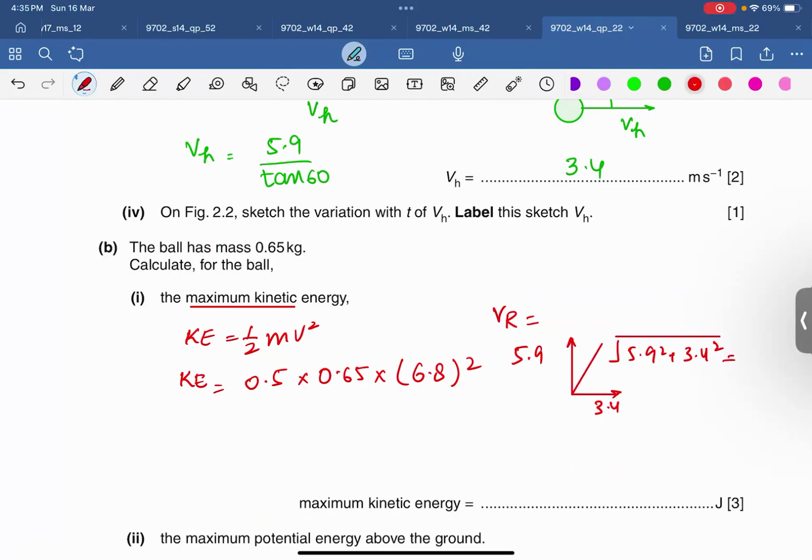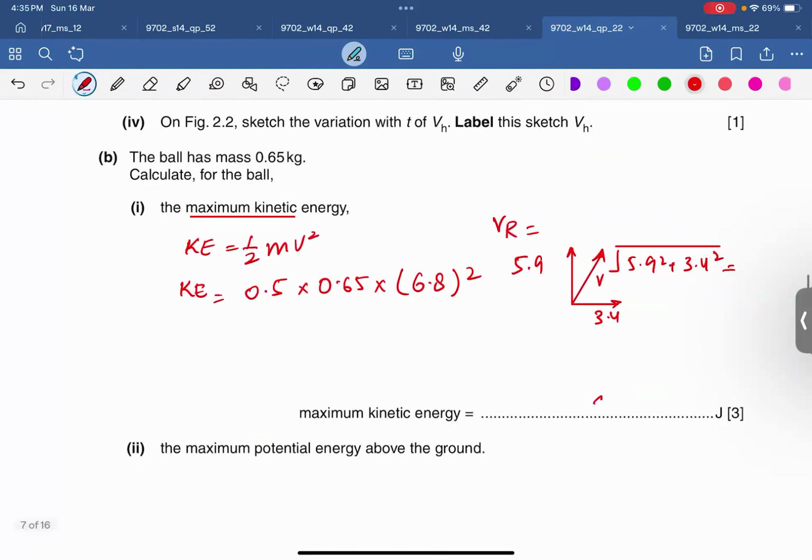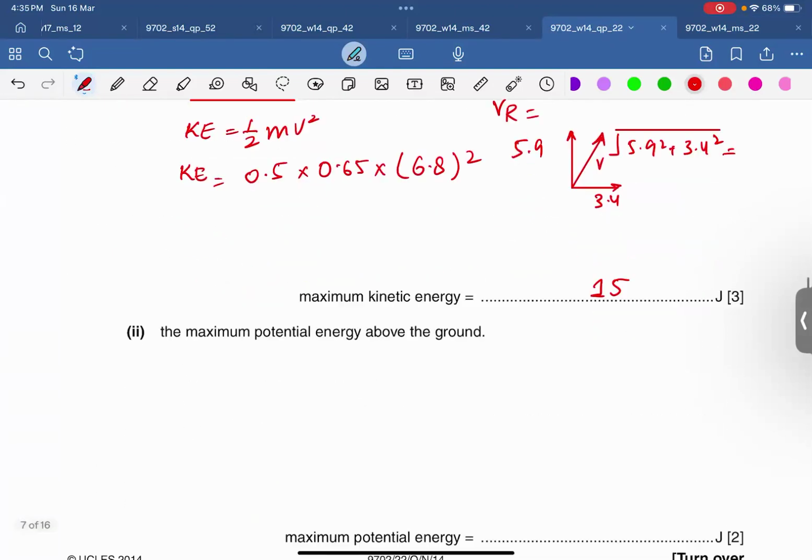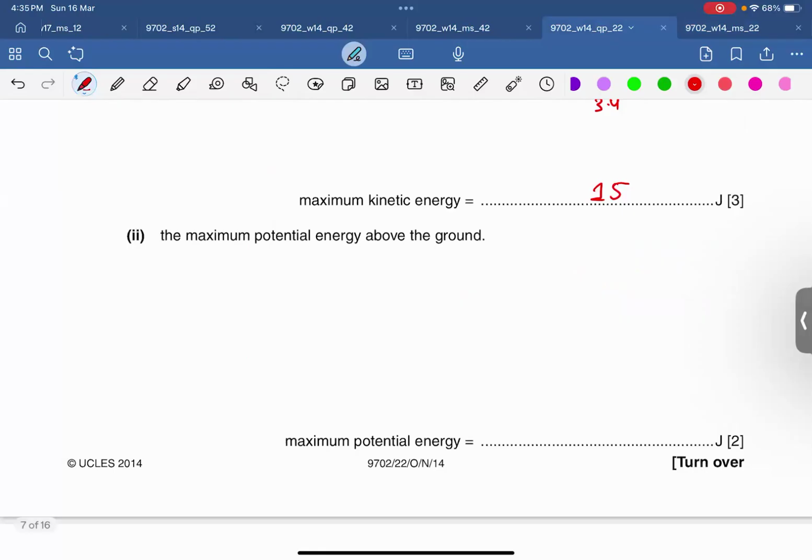Guess how much? 15.02. So 15. Okay, g, fine. 15. Perfect. Okay, the maximum height, the maximum potential energy above the ground.